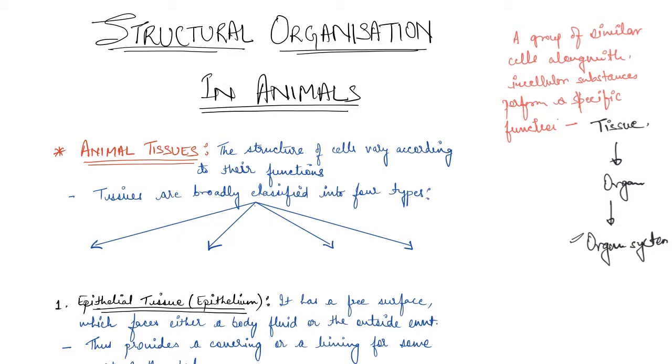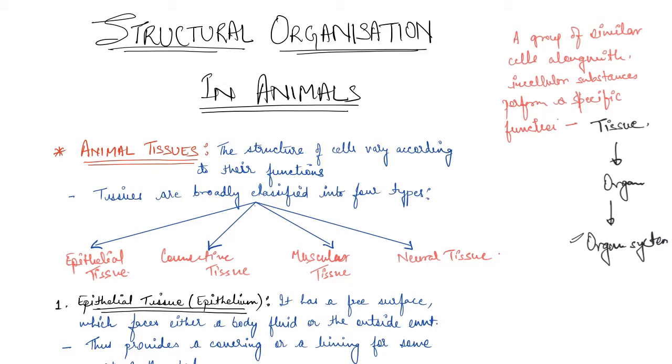The first one is epithelial tissue. The second one is connective tissue. The third one is muscle or muscular tissue. And the fourth one is neural tissue. So there are four different types of tissues on the basis of their structure and function. This is in the case of animal tissues.